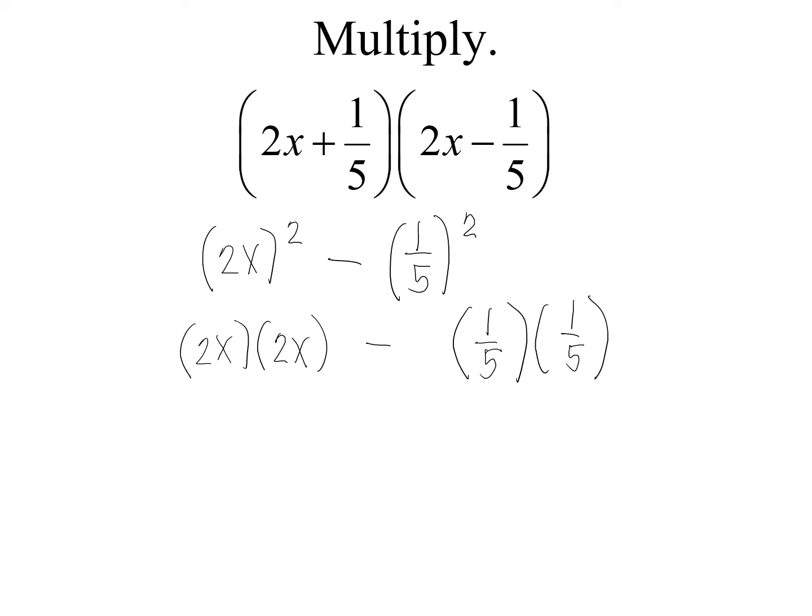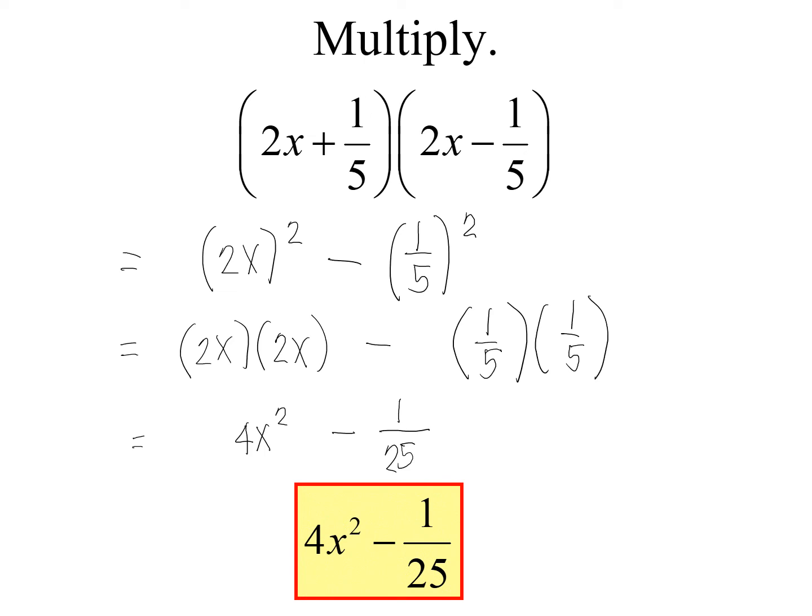Then we simplify. 2 times 2 is 4. Then x times x is x squared. Minus, so we have here two fractions, multiplication of fractions. So we multiply numerator times numerator and then denominator times denominator. So we have here 1 over 25. So that's it. This is our final answer. 4x squared minus 1 over 25. Allow me to write it clearly. So that's our product for this problem.